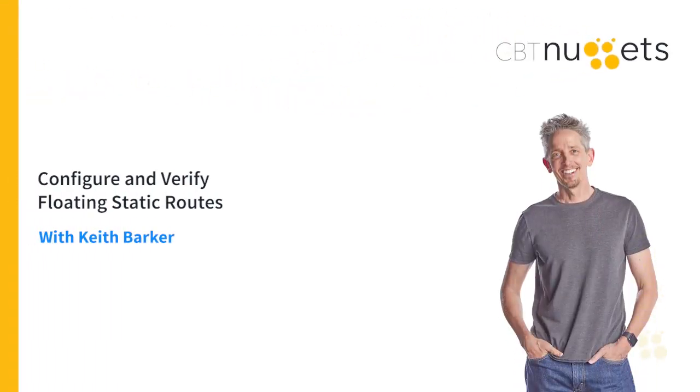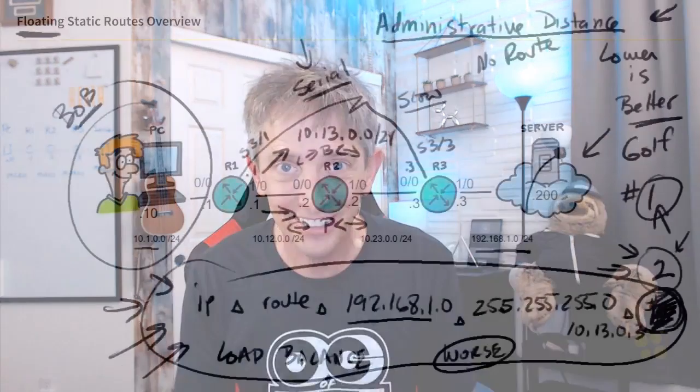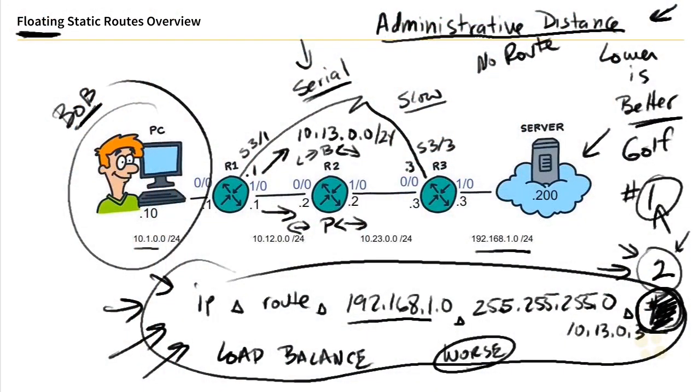In our previous video, we took a look at the concept of a floating static route: a static route with an artificially high administrative distance. That route only gets used if the other route that's primarily used goes away for some reason. So in this video, we get to implement a floating static route. I'll walk you through it step by step in the lab, and then better yet, we'll verify that the floating static route actually works. And here's our topology from our previous video.